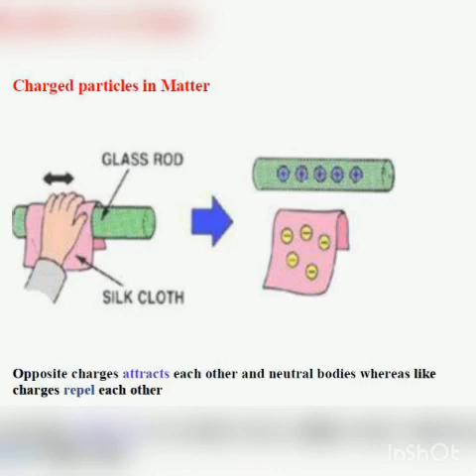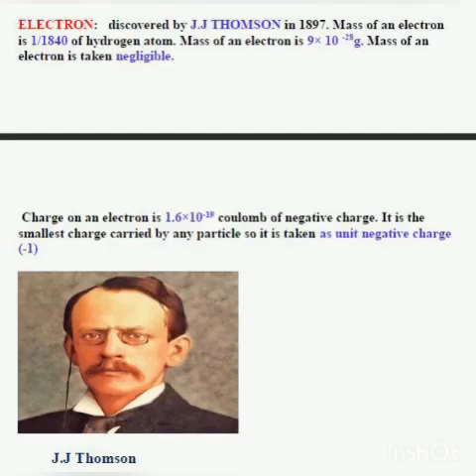Now students, electrons. Electrons were discovered by the scientist J.J. Thomson in 1897. The mass of an electron is 1 by 1840th of a hydrogen atom. It means the mass or the weight of an electron is very, very small.